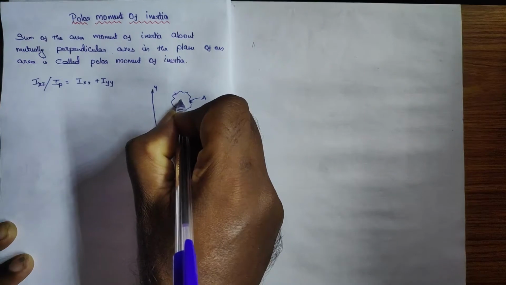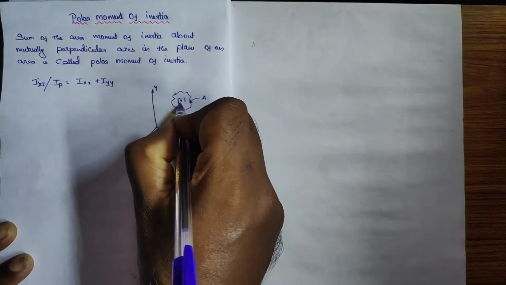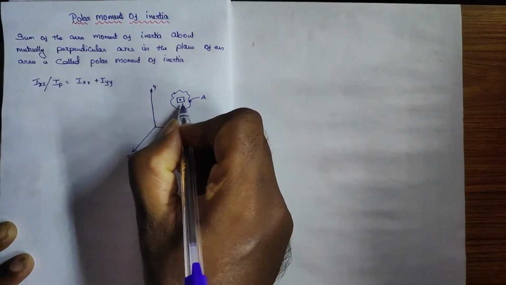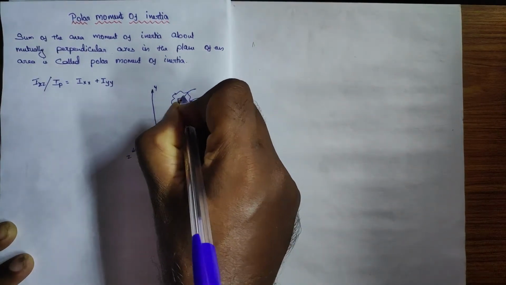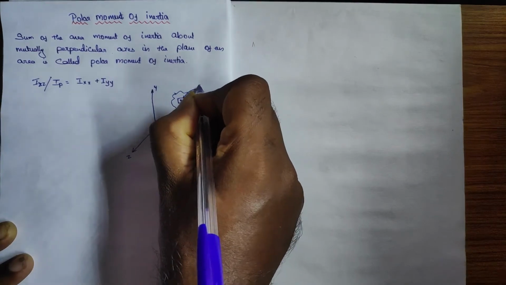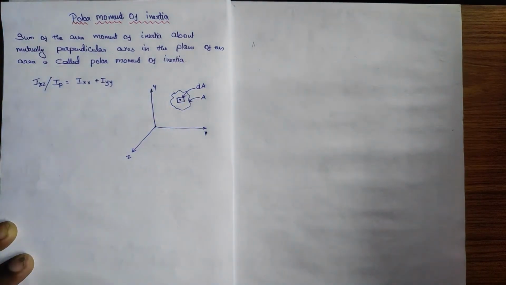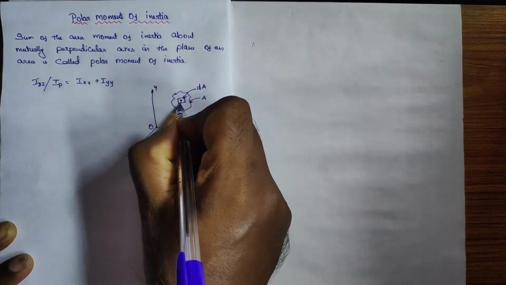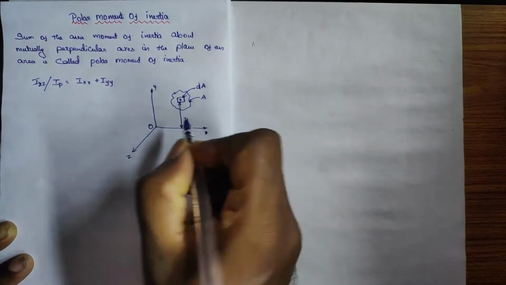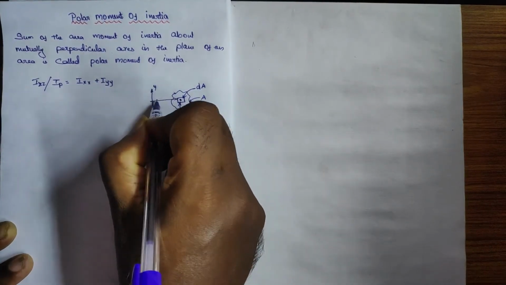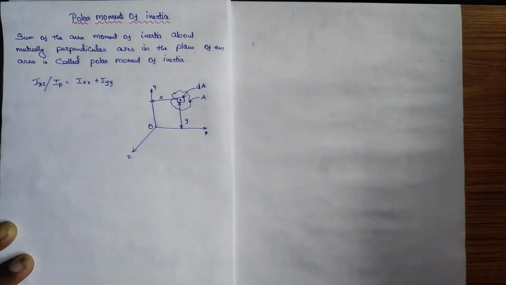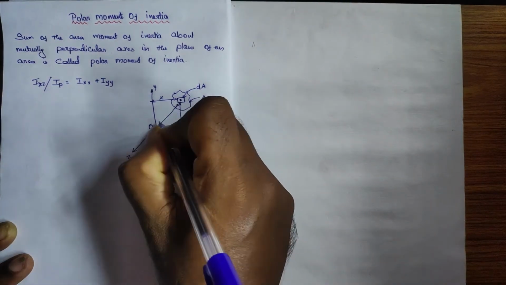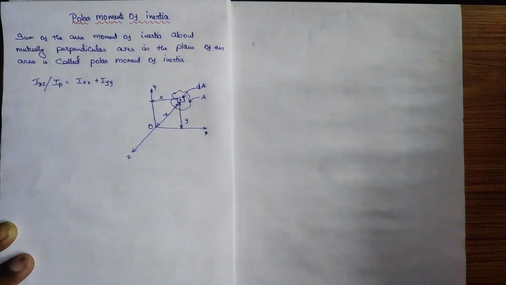I am going to have this small part here, and this point is its centroid. For this particular element I consider dA as an area, and the distance from the OX axis is y, and the distance from the OY axis is x, right? And with respect to the z-axis, I am going to consider the distance z.